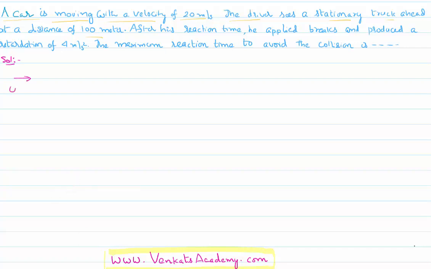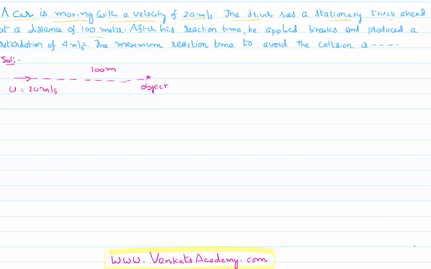This car is having a constant velocity of 20 meters per second, and this driver has seen an object. This object is stationary, and the distance between the car's initial position and the object is 100 meters. So he has to apply the brake and not hit that object.